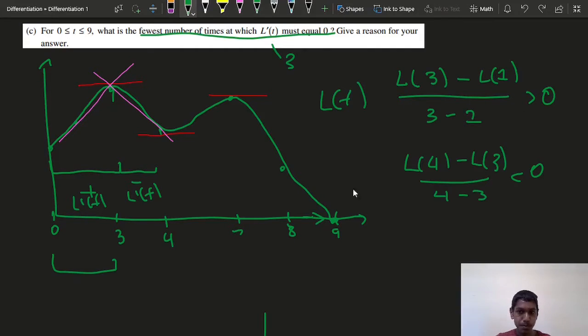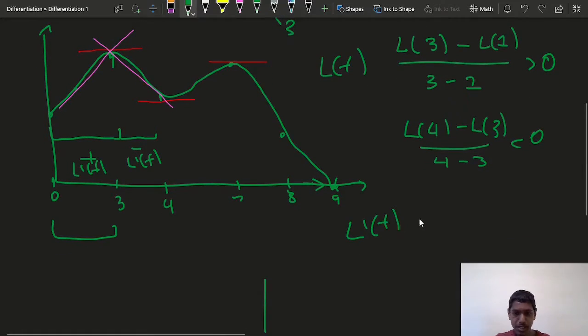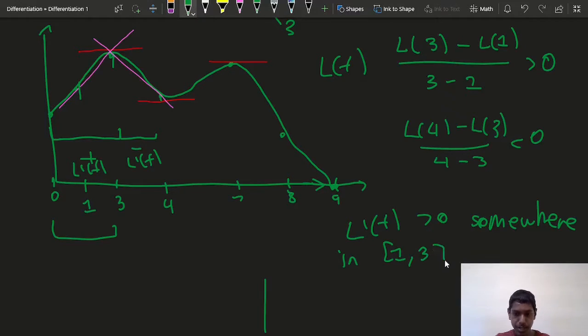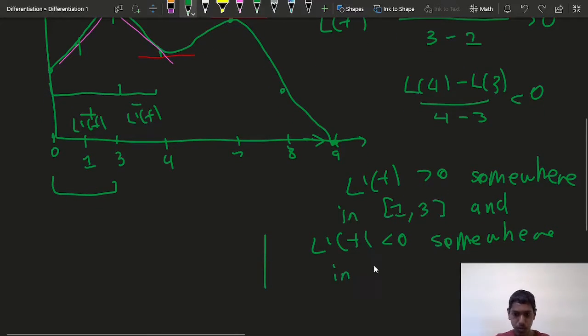Because we can say that L'(t) is greater than 0 somewhere, just to recap what we learned here, somewhere in (1, 3), and L'(t) is less than 0 somewhere in (3, 4). And I guess you should technically use open intervals here, just because that's what the mean value theorem says. So I'll change those to open intervals.